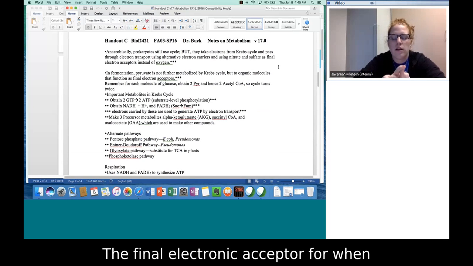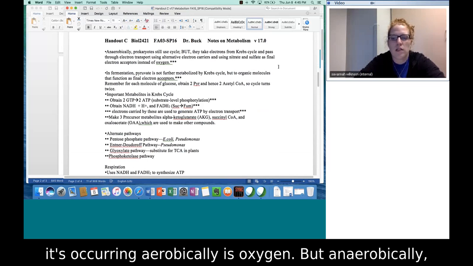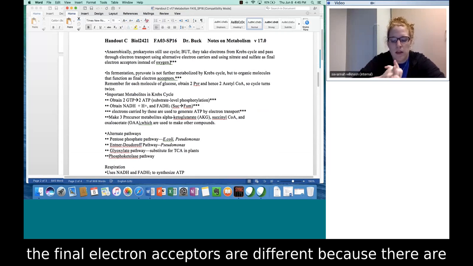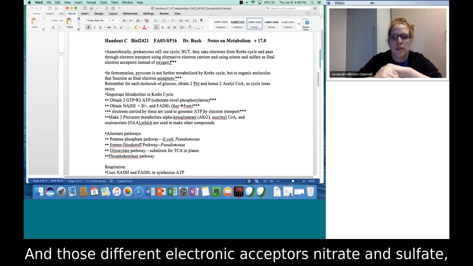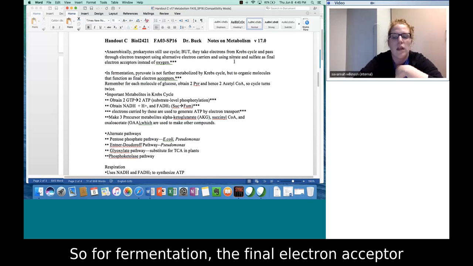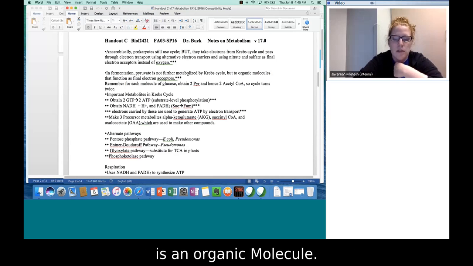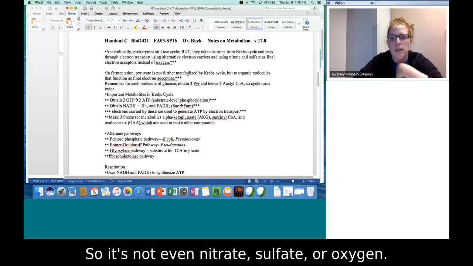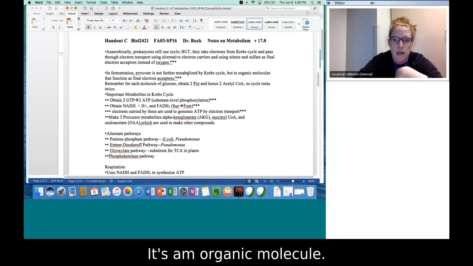The final electron acceptor when it's occurring aerobically is oxygen, but anaerobically, the final electron acceptors are different because there are alternative electron carriers, and those different electron acceptors are nitrate and sulfate, not oxygen. But for fermentation, the final electron acceptor is an organic molecule. So it's not even nitrate, sulfate, or oxygen. It's an organic molecule.